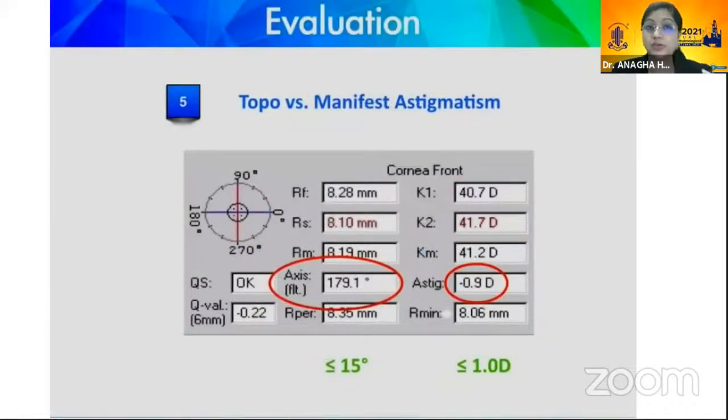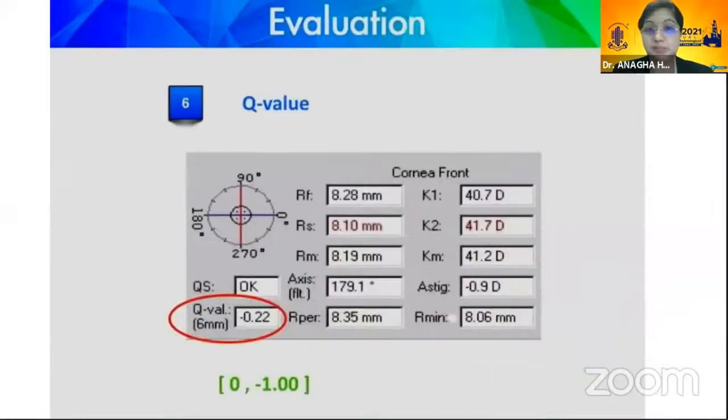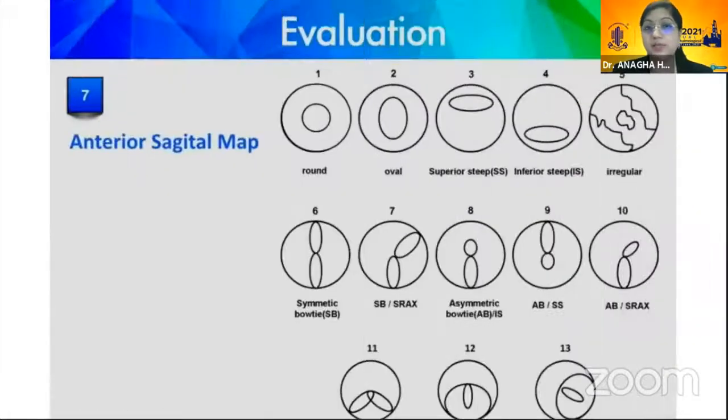Then you actually compare the topographic versus the manifest astigmatism. Ideally, the axis should be less than 15 degrees difference between the two and a less than 1 diopter difference between the two. The Q value should be between 0 to 1 in a normal cornea.